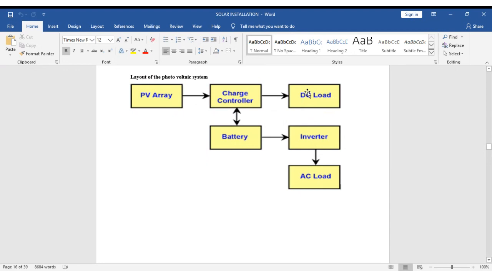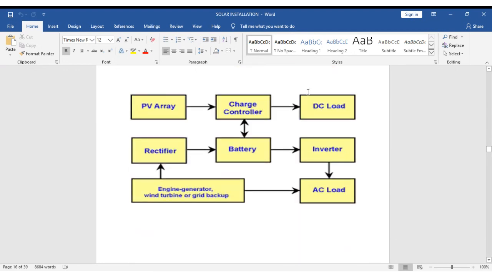Remember, you can also have a complicated design such as this one, where you have from the PV array to the charge controller to the load to the battery, from the battery to the inverter to the AC load. So we can also have from the battery to the rectifier. This should be from the AC load to the engine, generator, wind turbine. This is for the grid backup, and then to the rectifier.